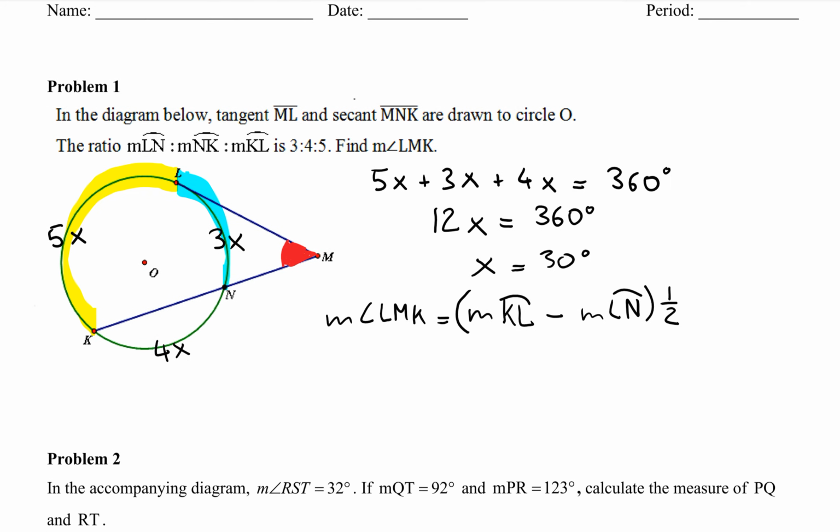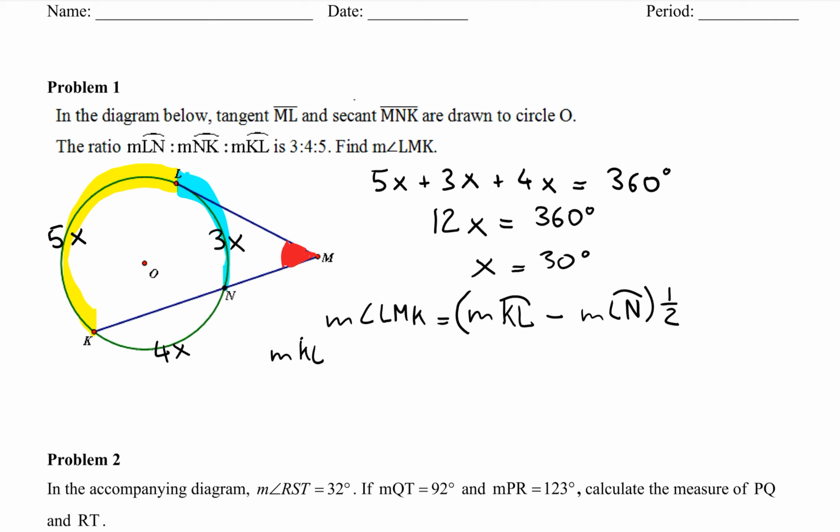All right, so now we need to find the measure of arc KL. The measure of arc KL is equal to 5 times x, or in this case 5 times 30, because the x value is 30. If you do the math, you should get 150 degrees. And also the measure of arc LN is equal to 3 times x, or 3 times 30, which is equal to 90 degrees.